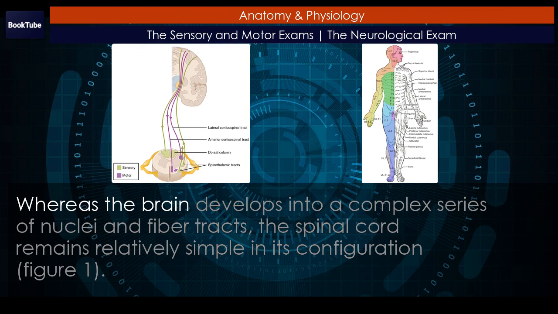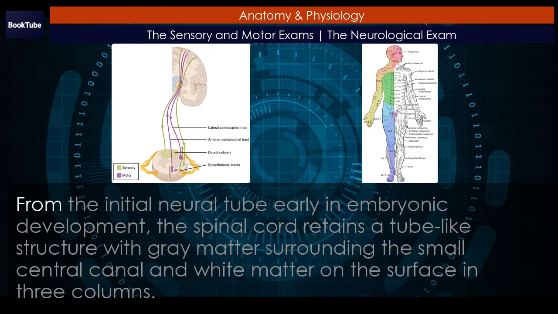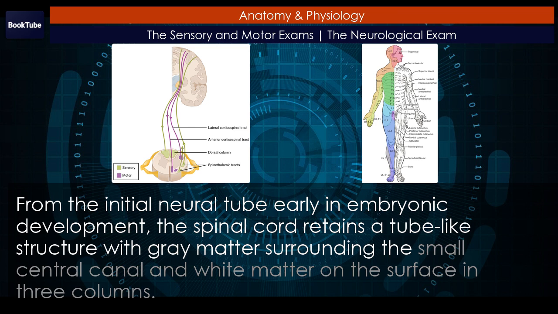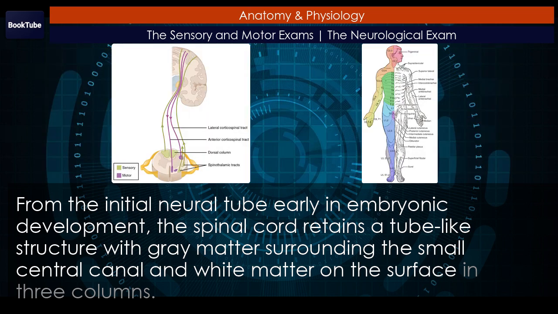the brain develops into a complex series of nuclei and fiber tracts. The spinal cord remains relatively simple in its configuration. Figure 1. From the initial neural tube early in embryonic development, the spinal cord retains a tube-like structure with gray matter surrounding the small central canal, and white matter on the surface in 3 columns.